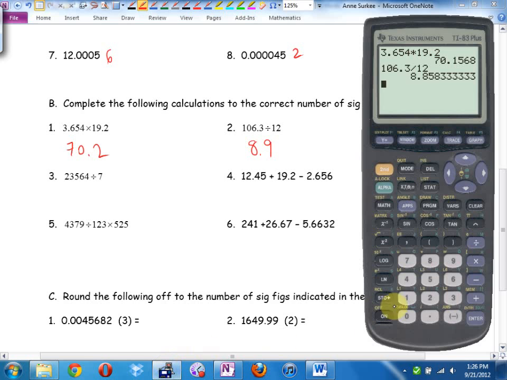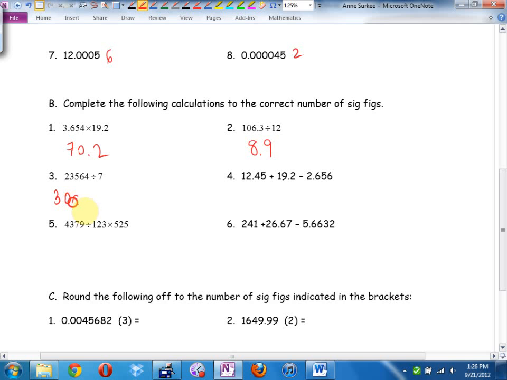Number 3, 2.3654 divided by 7. How many sig figs am I going to go to here? 1. Which means the best I can write is 3,000, or 3 times 10 to the third if you went to scientific notation. I'm doing a lesson today on scientific notation, so you don't have to, but 3,000.